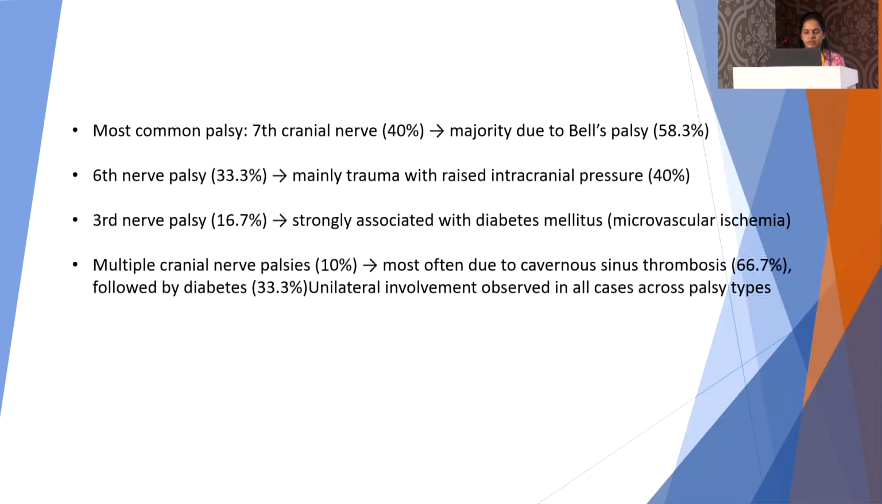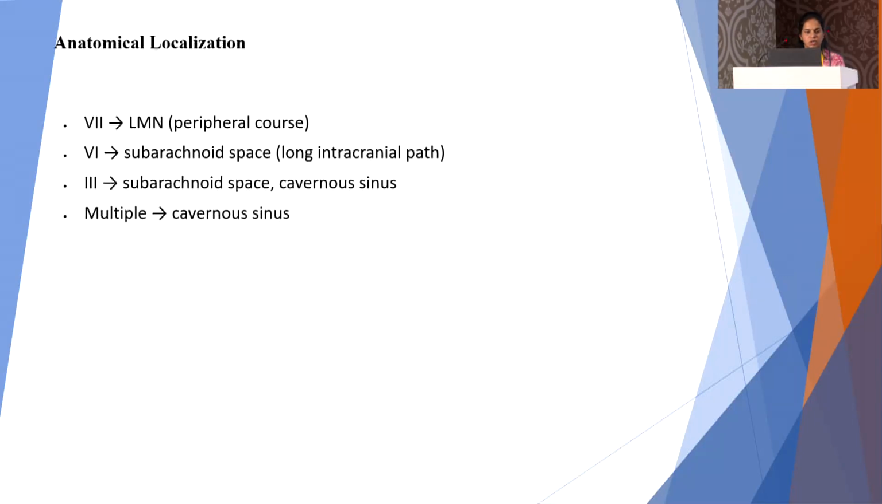Most common palsy was seventh nerve, majority due to Bell's palsy. Sixth nerve palsy was mainly due to trauma with raised intracranial pressure. Third nerve palsy is strongly associated with diabetes mellitus due to microvascular ischemia, and multiple cranial nerve palsy is most commonly due to cavernous sinus thrombosis followed by diabetes. Unilateral involvement was observed in all cases. For anatomical localization, in the seventh nerve lower motor neuron involvement was seen, in the sixth nerve subarachnoid space, in the third nerve subarachnoid space and cavernous sinus, and in multiple nerve palsy cavernous sinus involvement was seen.